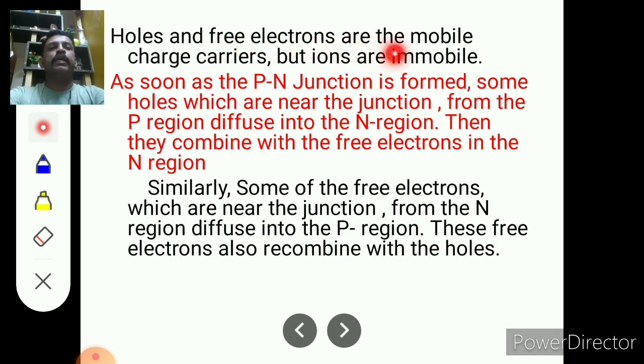Holes and free electrons are mobile charge carriers, but ions are immobile. These holes and electrons are the mobile charge carriers, meaning they can easily move in the p-n junction crystal, but the ions are immobile, they cannot move. As soon as the p-n junction is formed, some of the holes near the junction from the p region diffuse into the n region and combine with free electrons in the n region. How will the diffusion process take place? Now we see. Similarly, some of the free electrons near the junction from the n region diffuse to the p region. These free electrons also recombine with the holes.